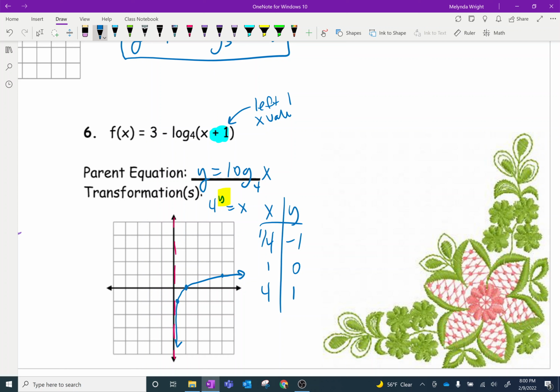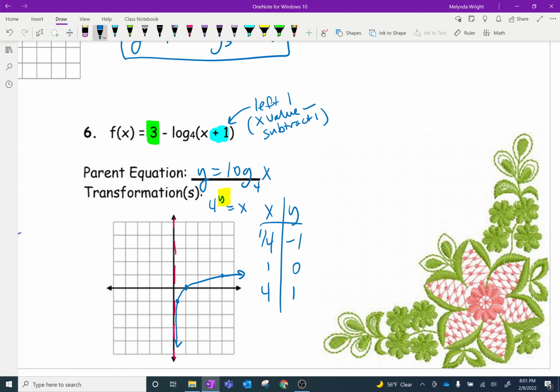So we're going to subtract 1 from our x values because it's left 1. All right, so let's take a look at this one right here. That's a +3. It's not inside there with the x, so that's going to be a y transformation. So this would be up 3. I'm going to add 3 to my y values. Okay, great.